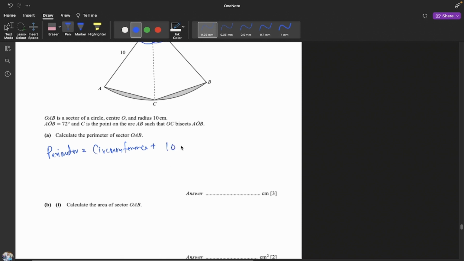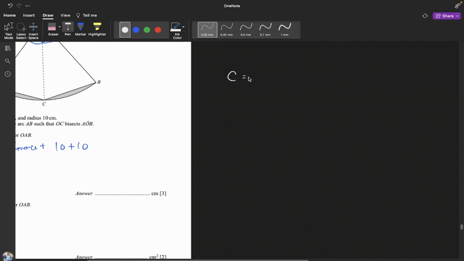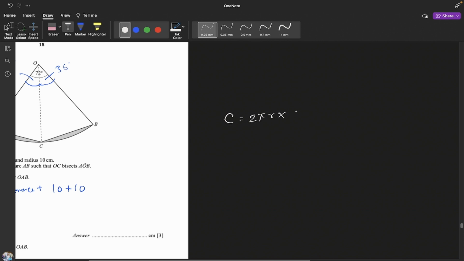I'll find the circumference separately here. Circumference can be found by 2 pi r, the equation, but the problem is this is not a complete circle. This is a part of a sector, so we have to multiply this by 72 over 360 degrees. Okay, so if you solve this, you get 0.2 multiply by 2 multiply by 3.14 multiply by the radius 10 centimeters.